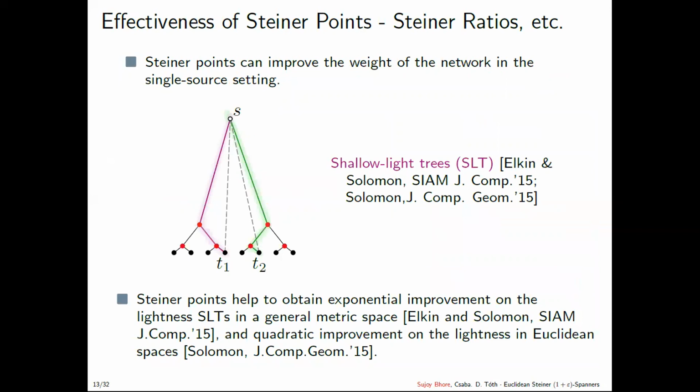Moreover, this Steiner points phenomenon has been observed in the context of other fundamental network structures. Elkin and Solomon observed that Steiner points help to obtain an exponential improvement on the lightness of shallow light trees in the single source setting in a general metric space, and a quadratic improvement on the lightness in Euclidean spaces.